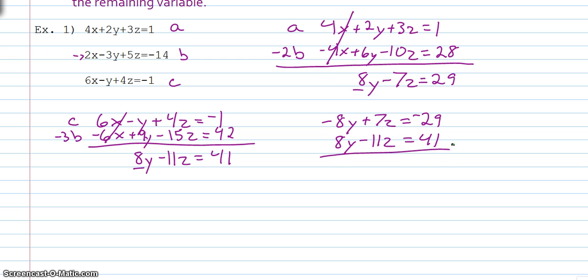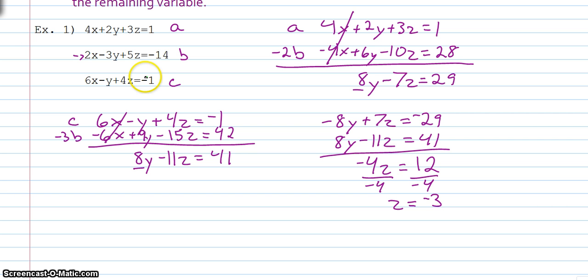Now we're looking to add these again. So we've got 7z minus 11z, negative 4z equals negative 29 plus 41. We have 12 there. Divide by negative 4. Z equals negative 3.